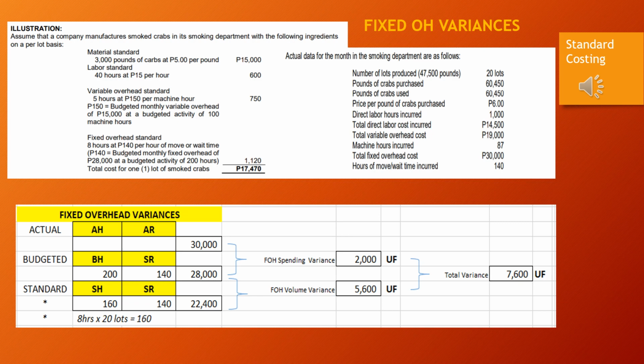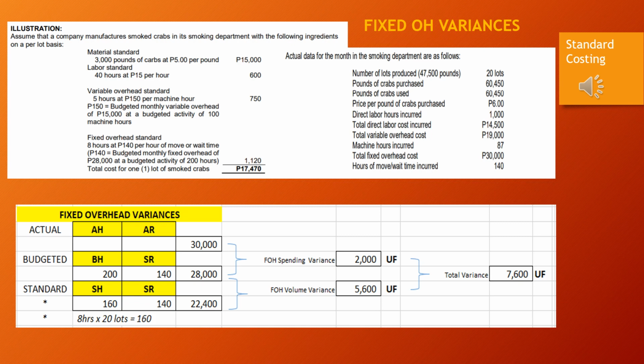For the actual, since the actual hours and the actual rate are not given, but here we are given the total. So that's the total fixed overhead cost on the actual data. We have 30,000 pesos. Now, for the budgeted, we need the budgeted hours. The budgeted hours we can find in the standard data and the standard rate. If we look at your standard data, let's go to fixed overhead. In fixed overhead, it's 8 hours at 140. So 140 will be our standard rate.